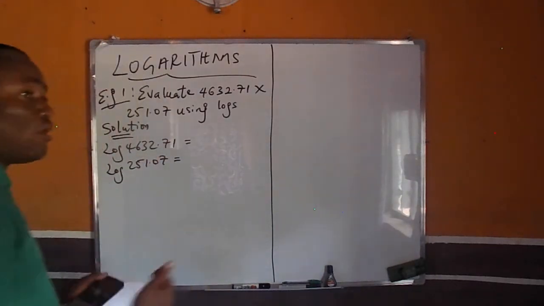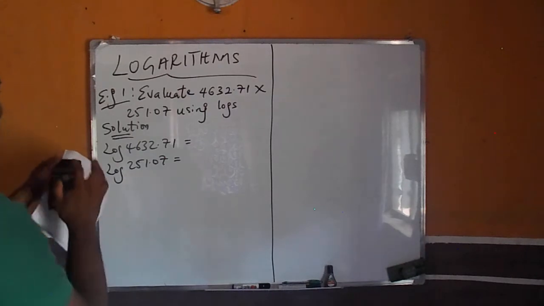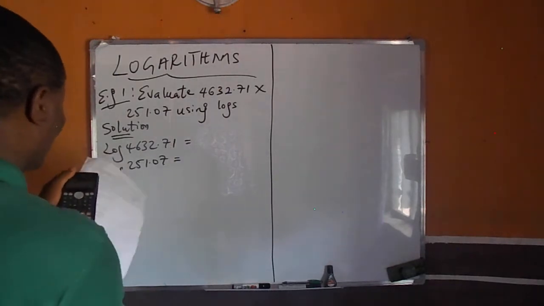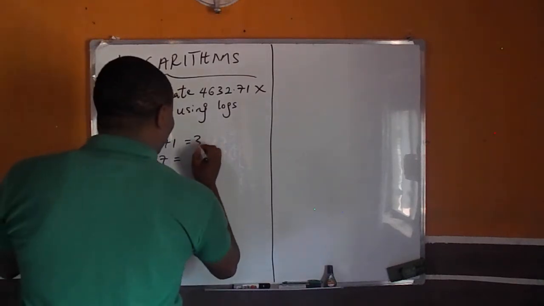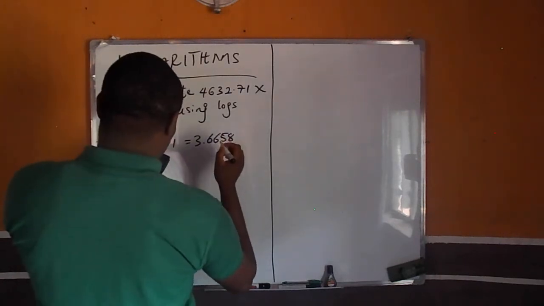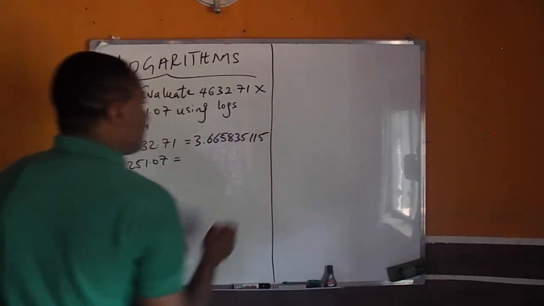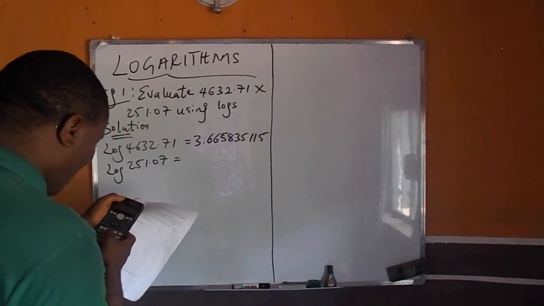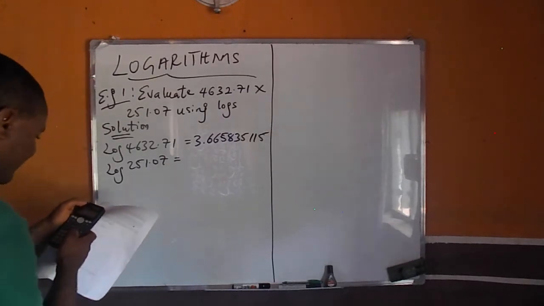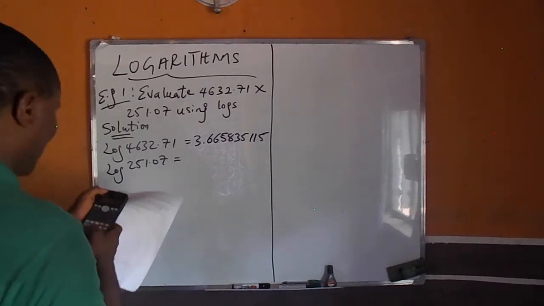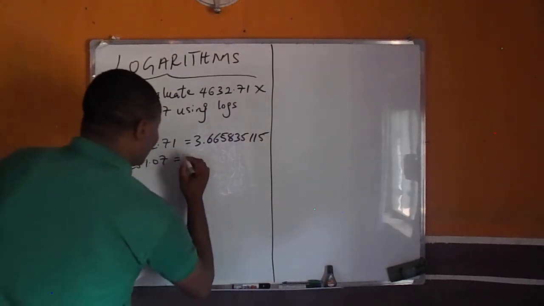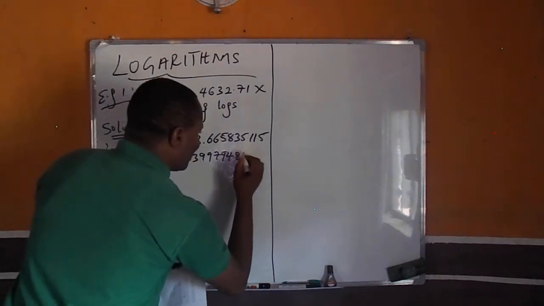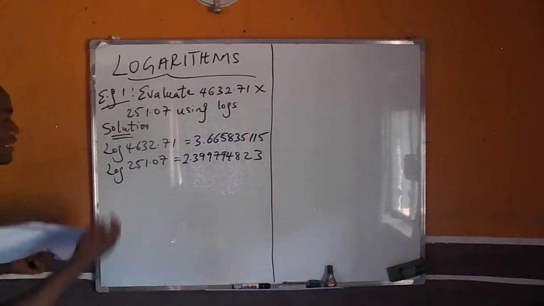Then you can use your calculator or your four-figure table. We now say log 4632.71, using a calculator, which will give you 3.666535115. That is the log of 4632.71. Now log 251.07. That will give you 2.399794823.